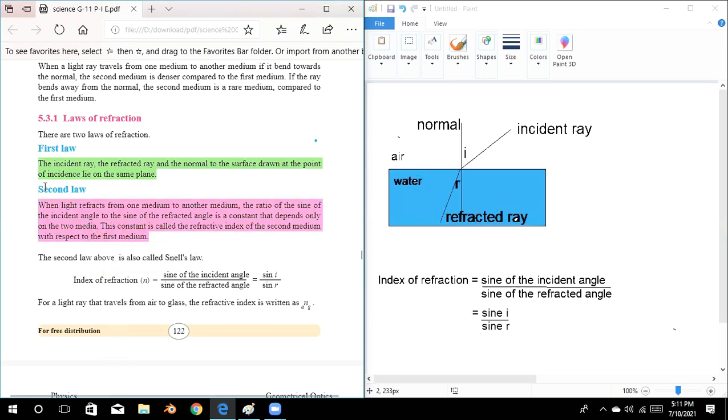Here is the second law. When light refracts from one medium to another medium, the ratio of the sine of the incident angle to the sine of the refracted angle is constant. Here, the light ray enters from this medium to this medium, right?